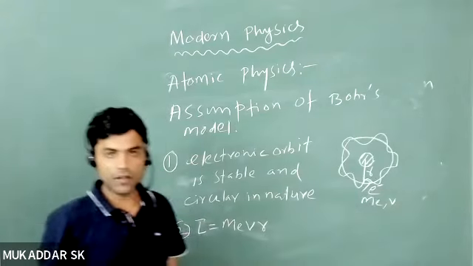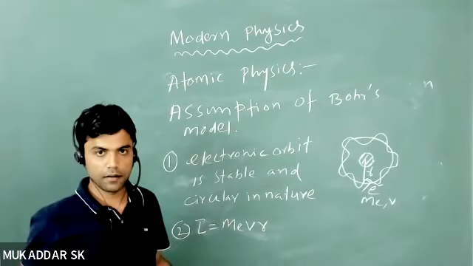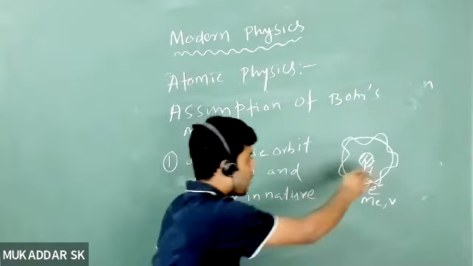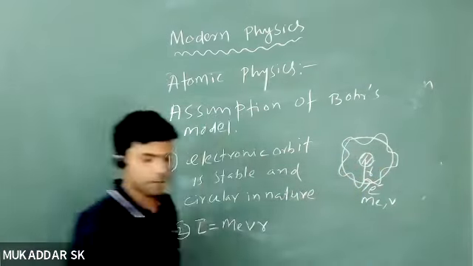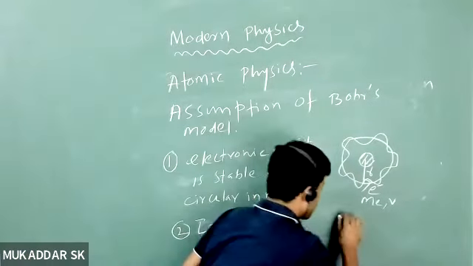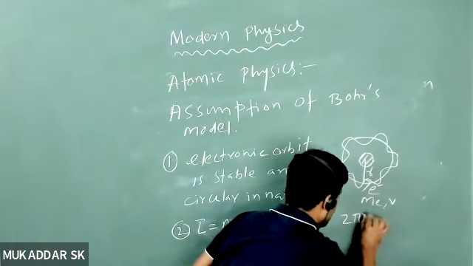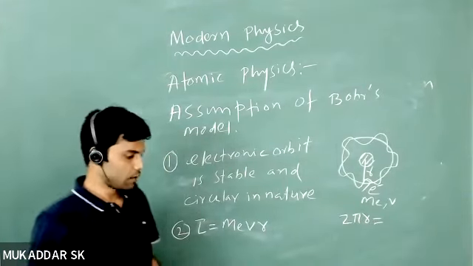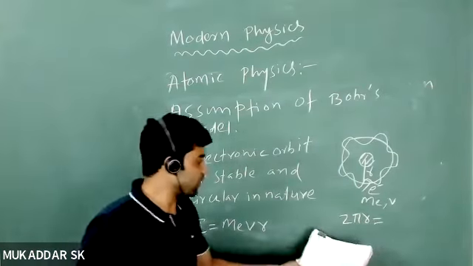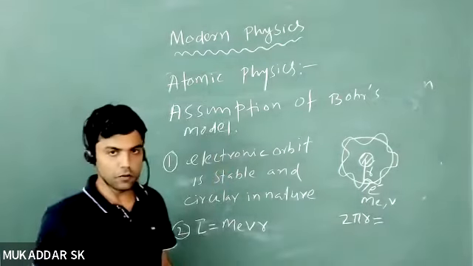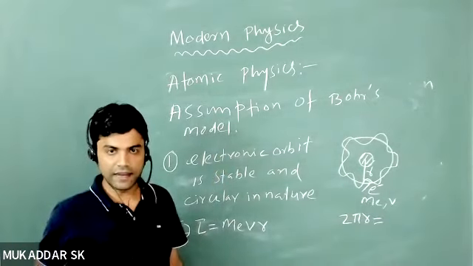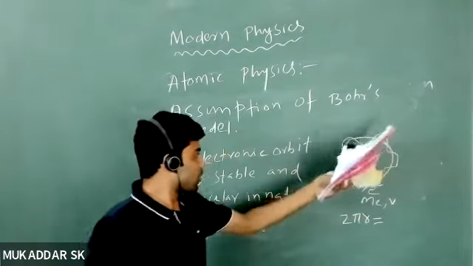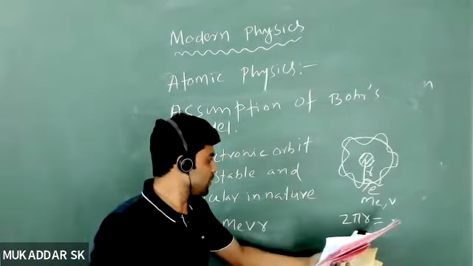So how much will be the perimeter of this orbit? 2 pi r, right? The perimeter will be 2 pi r simply. And that 2 pi r should be equal to how much according to wave theory? When it is revolving in that circular orbit, the perimeter of this path will be 2 pi r.